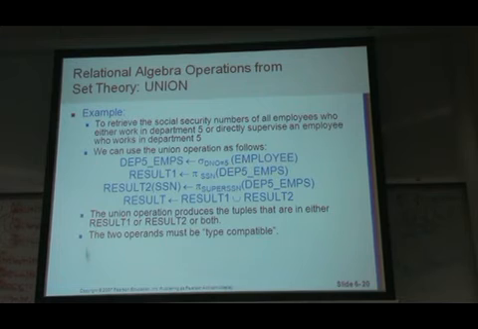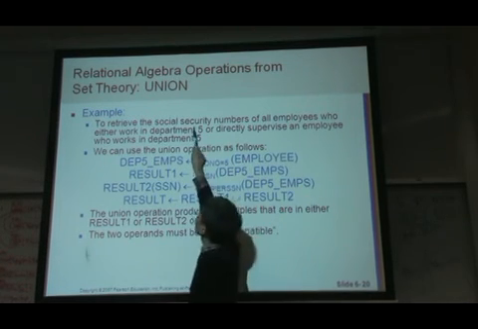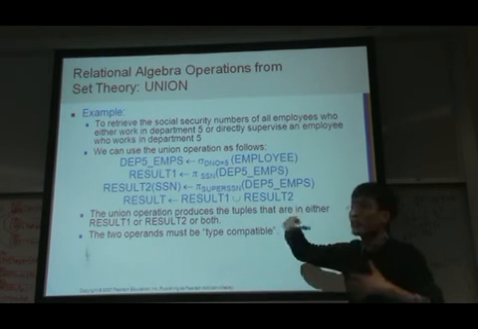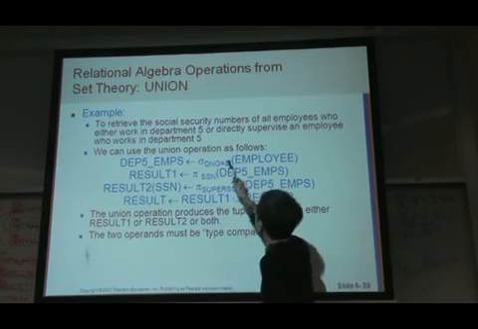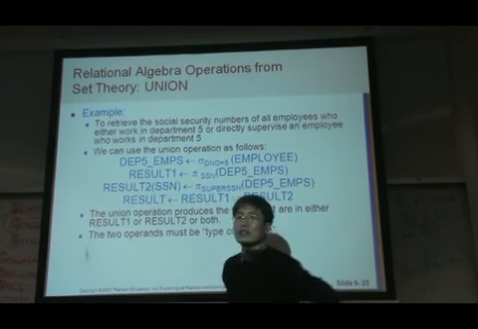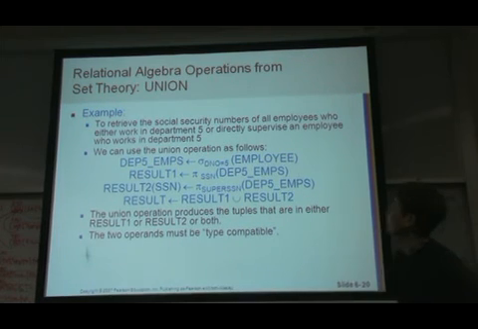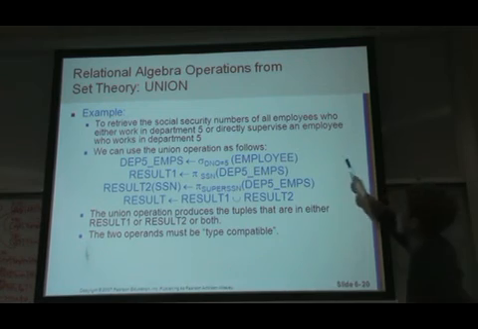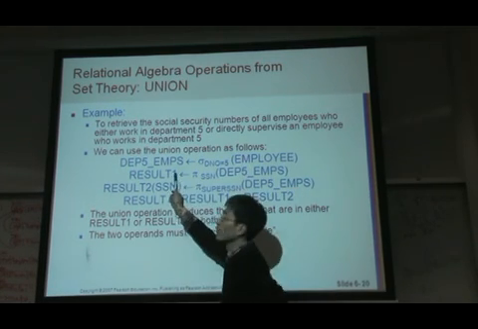There are two major conditions. One is the first one, who works in department number 5. We can make the relational expression: the employee who works for department number 5, then rename it DP5_EMPLOYEES. And then we need a social security number.